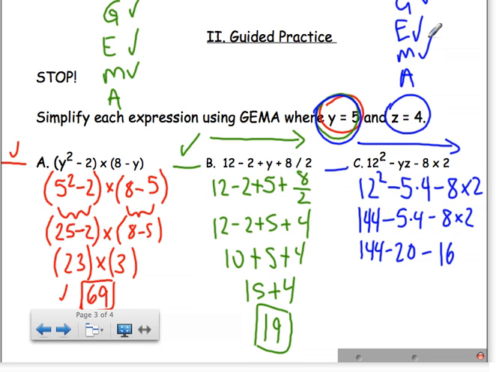I've now finished the multiplication step. And last is the addition and subtraction. I don't see any addition, so I just use subtraction. 144 minus 20 is 124. And 124 minus 16 would be 108. That's what you should have had for your answer for your C. Give yourself a check if you got that.